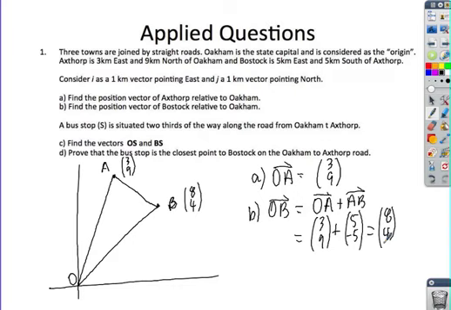The next part, in part C, tells us, first of all, there's a bus stop that's situated 2/3 of the way along the road from Oakham to Axthorpe. We want to find the vectors OS and BS. Right. So S is maybe somewhere in here. So we want to find OS, and we want to find BS. Go to the next slide.